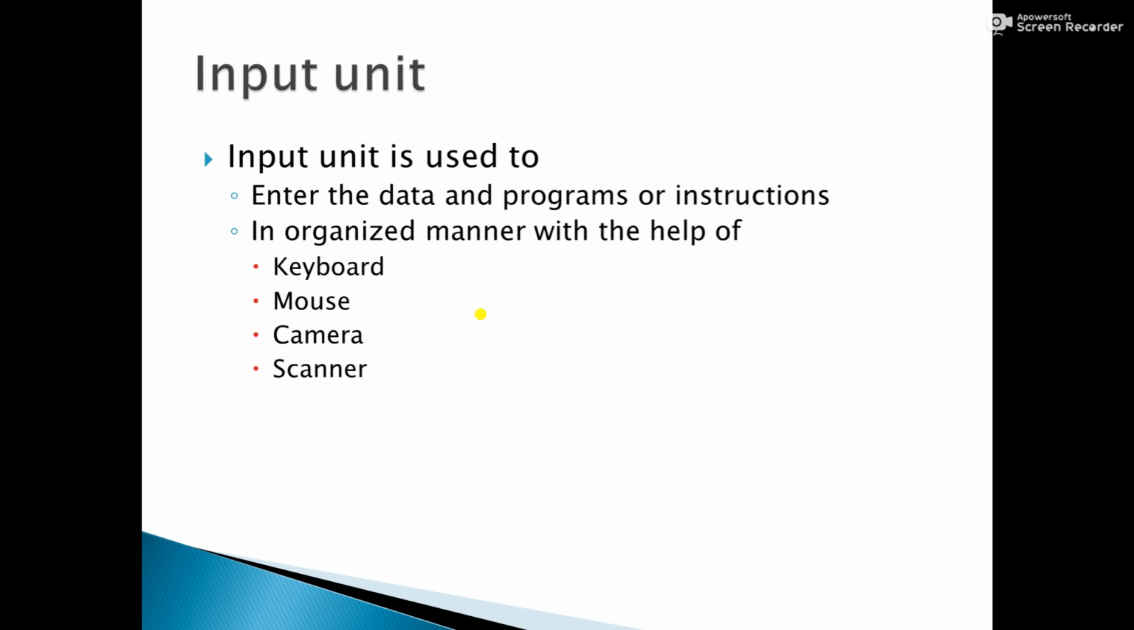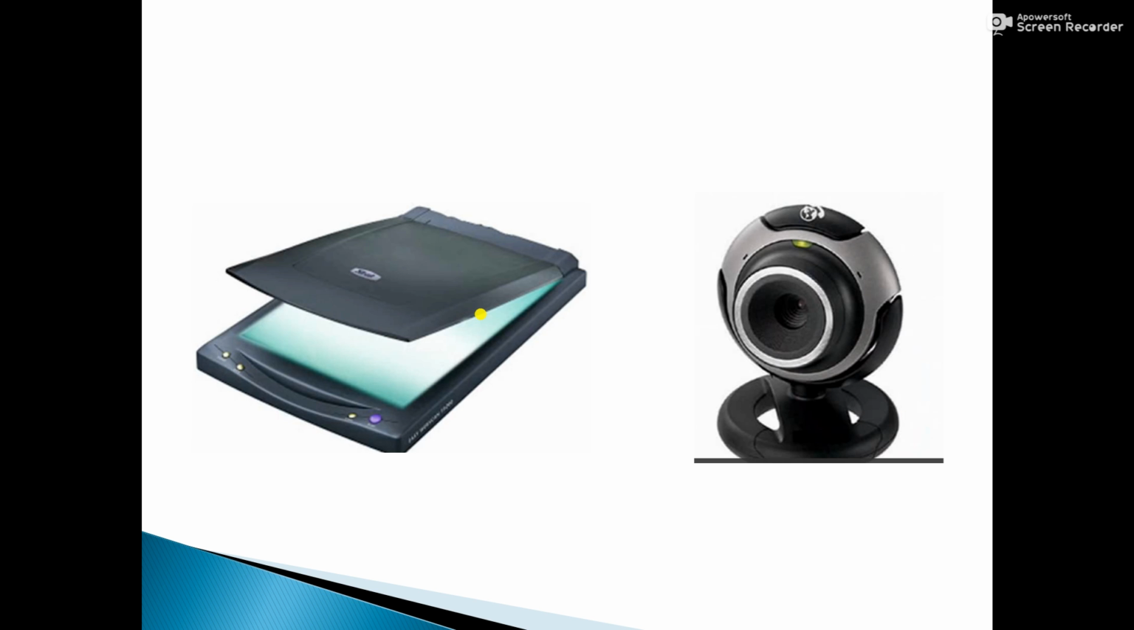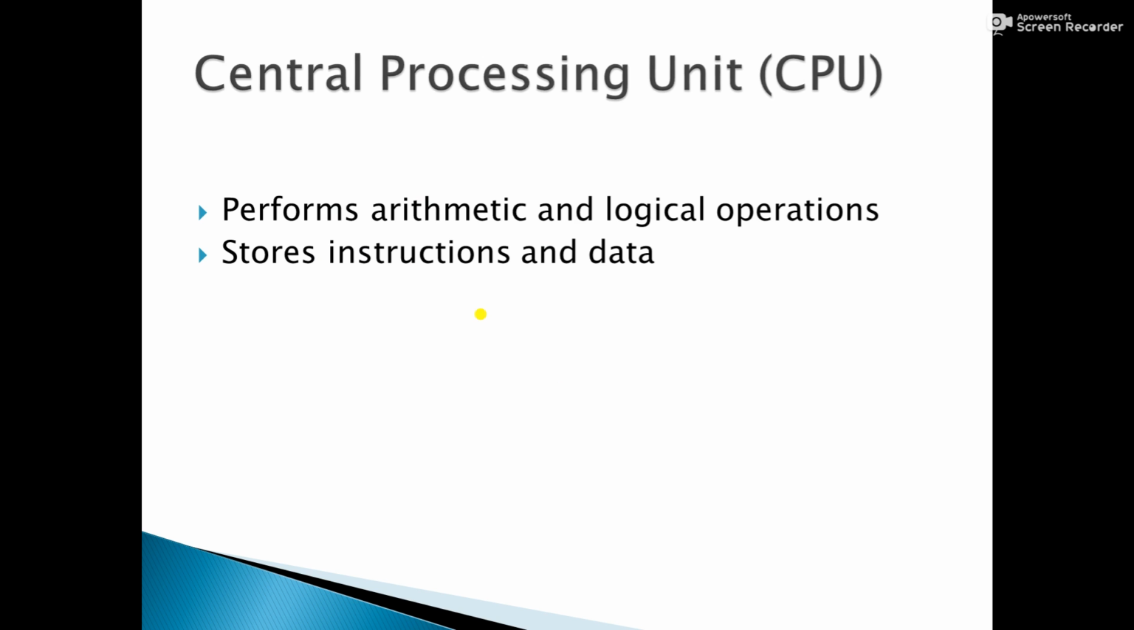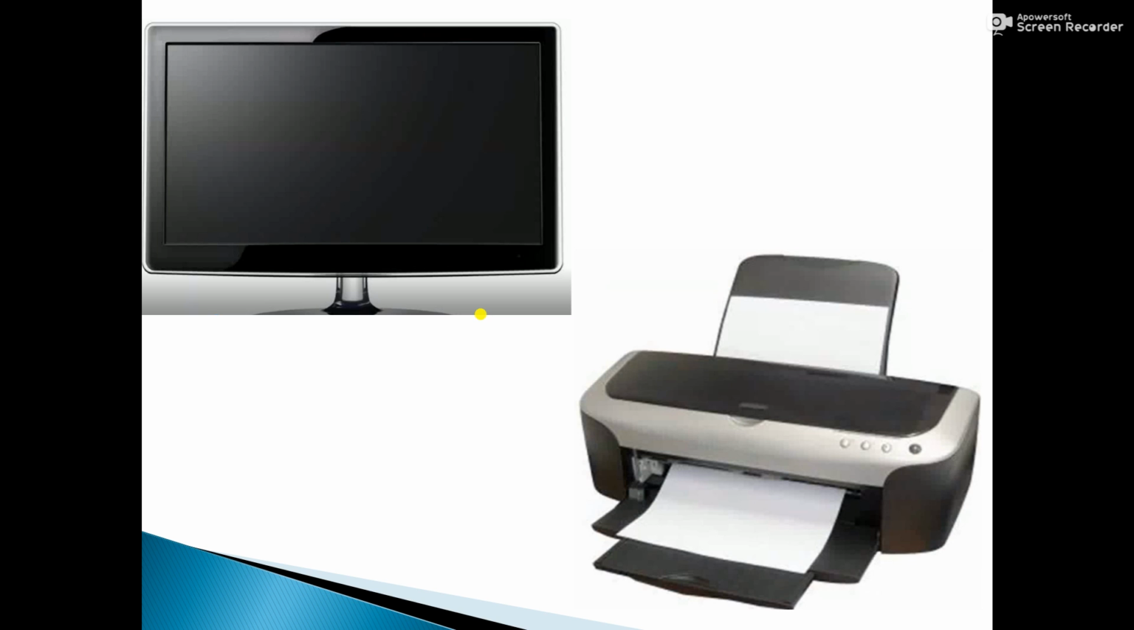Now, input unit is used to enter the data and programs in an organized manner with the help of keyboard, mouse, camera, and scanner. The central processing unit performs arithmetic and logical operations, stores instructions and data. In short, CPU accepts instructions and data, then processes it and then generates the output. The monitor and the printer are the output devices.